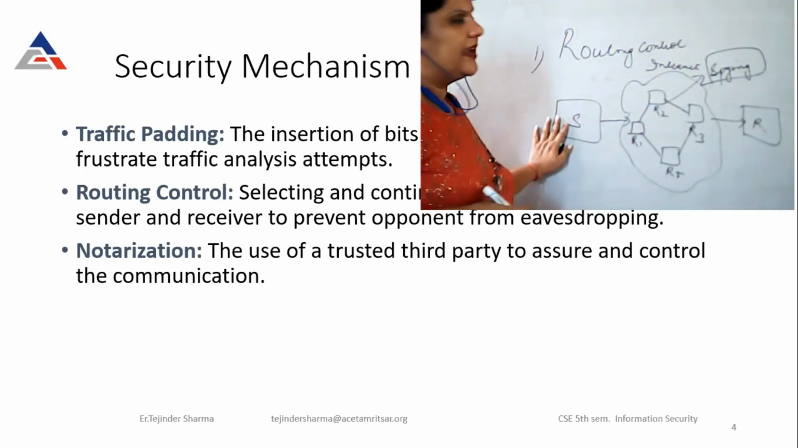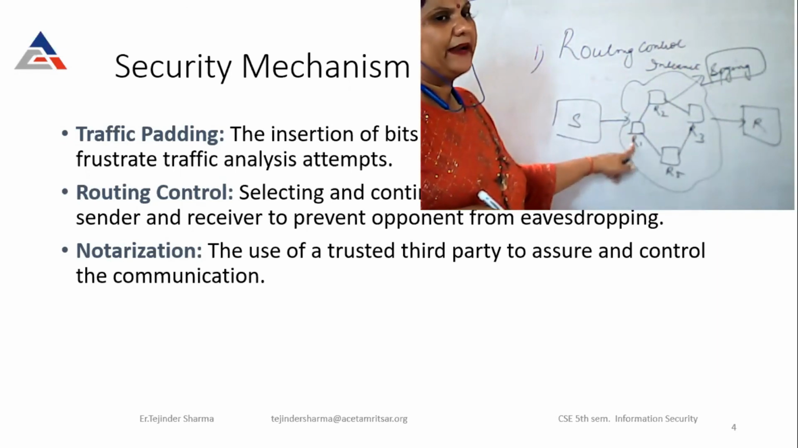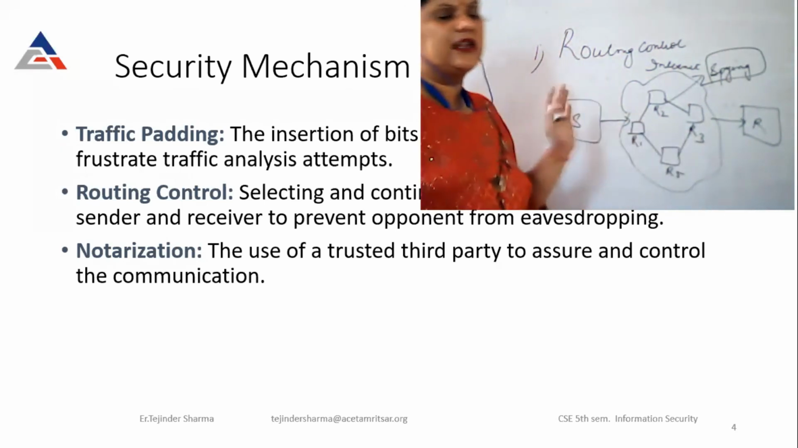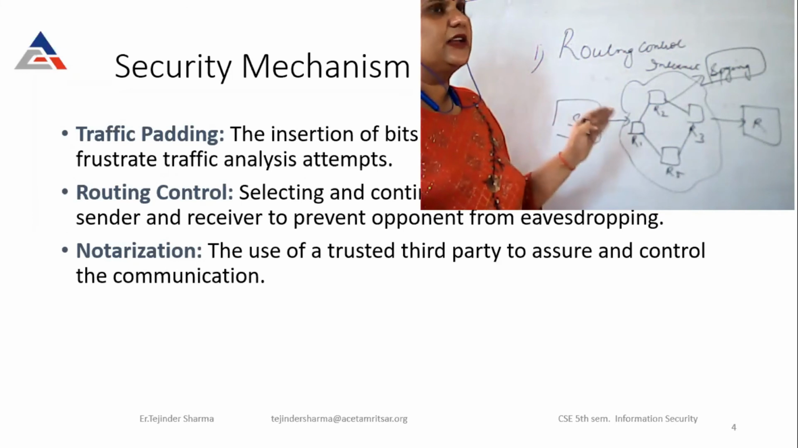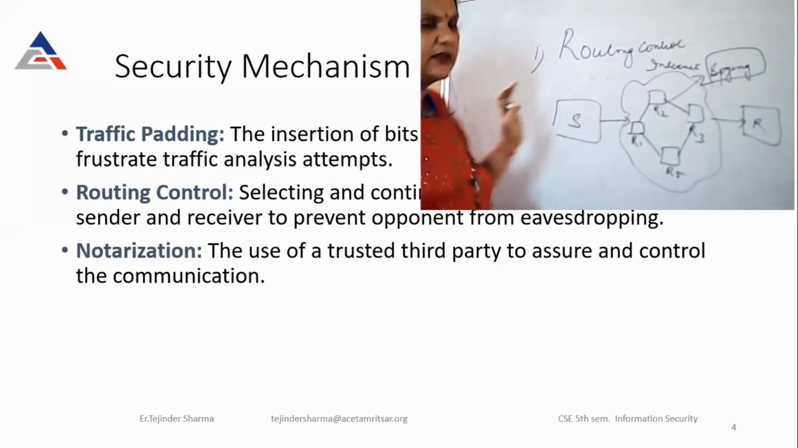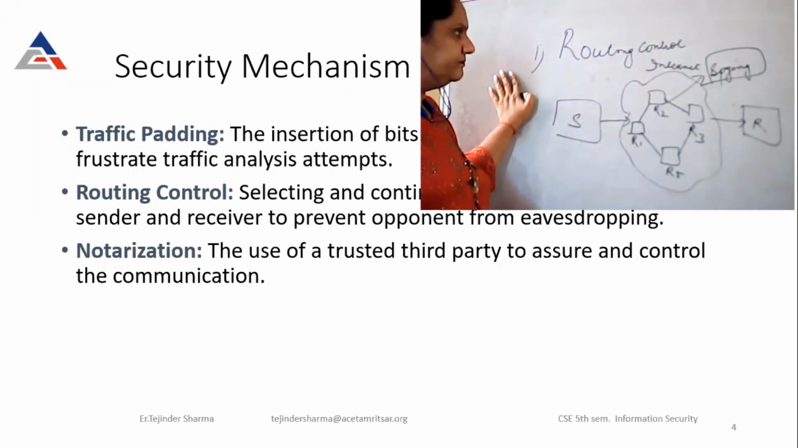So the sender will say to R1 that my packets will go through R1, R5, and R3 only. So the sender is basically tracing the route from where the packets have been received and where they have to be sent, and how they will be sent. This is called routing control.